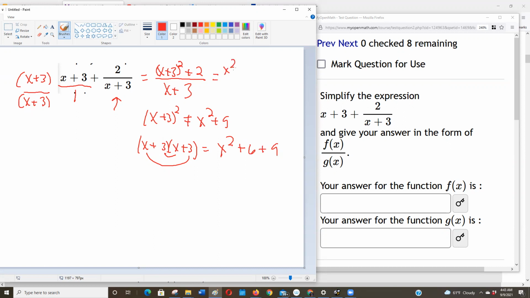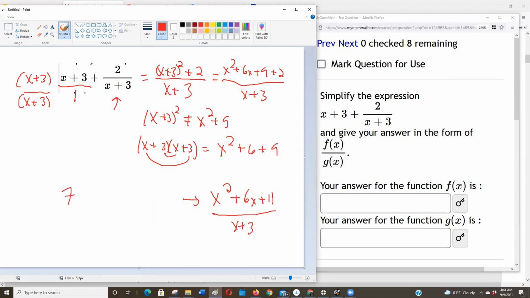So x squared plus 6x plus 9 plus 2 more, which you could write as 11, right? Over x plus 3. So x squared plus 6x plus 11 over x plus 3. And you're going to love this, because what can I multiply to get 11? 11 and 1. There's no way I can get that to be 6. So I'm done. This is unfactorable, which means it's prime, right?